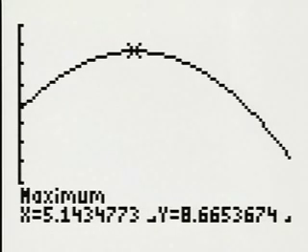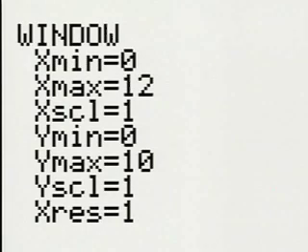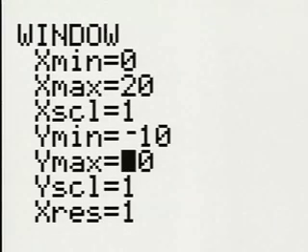For part B of this problem, we want to estimate the rate in the year 2010. What we're going to do there is adjust our window settings. We're going to change x max so that it is 20. That would put us in the year 2012, which is past what we want. Now y min, we're not sure what's going to happen, so let's go ahead and go down to negative 10 just in case. We'll keep our y max at 10 since we saw that the peak was not past 10, and we'll keep our scale at 1. Go ahead and graph that again.